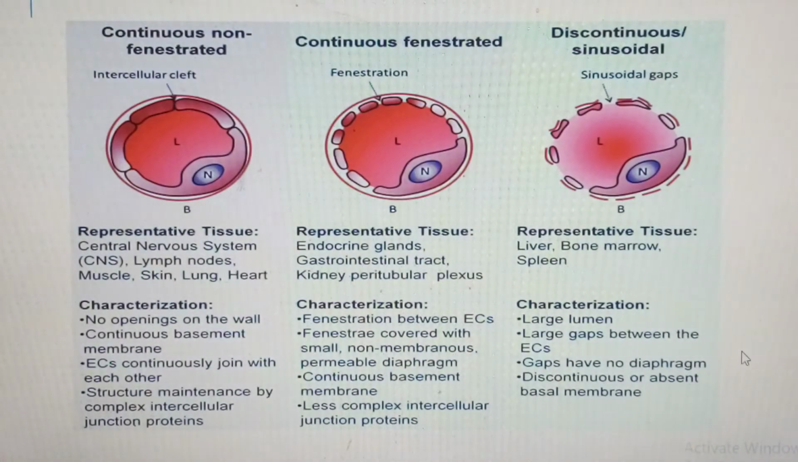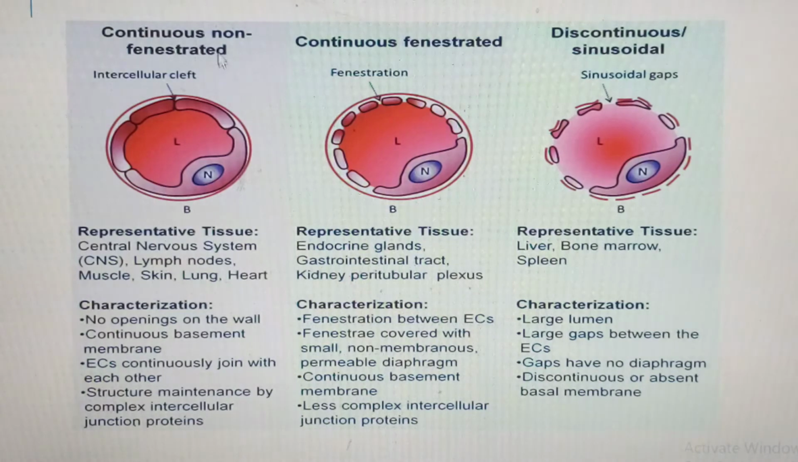Now, with regards to these two main things that capillaries will have, a single layer of endothelial cells as well as a basal lamina, by way of some modifications in these two components, we can distinguish between three types of capillaries. Three types of capillaries, and these three types are, first, the continuous capillary.